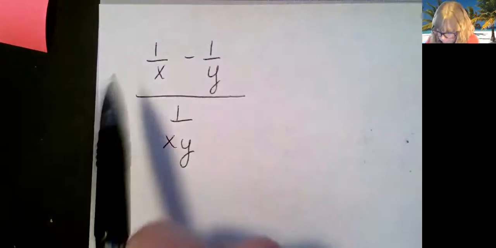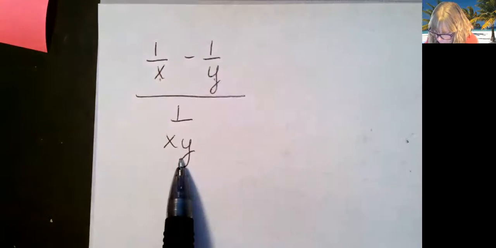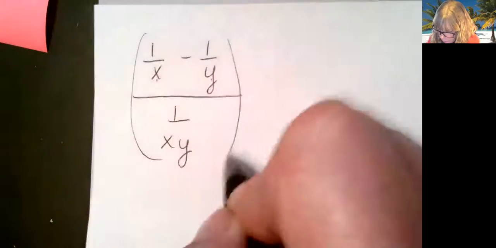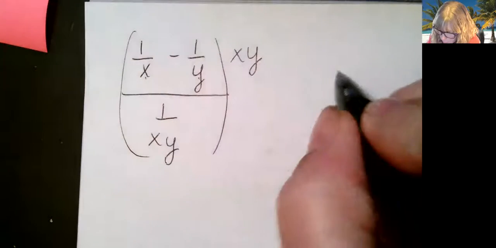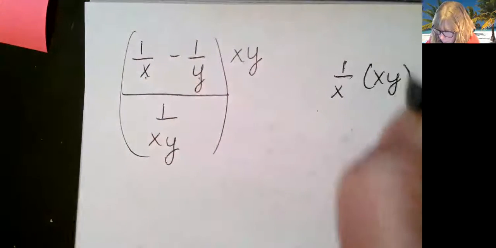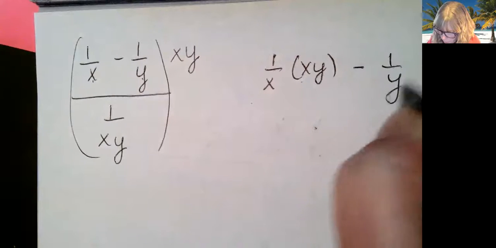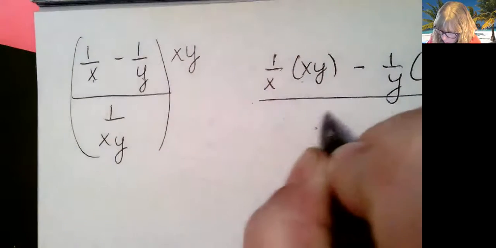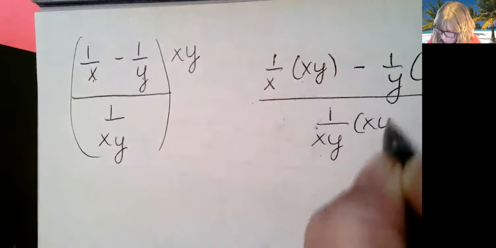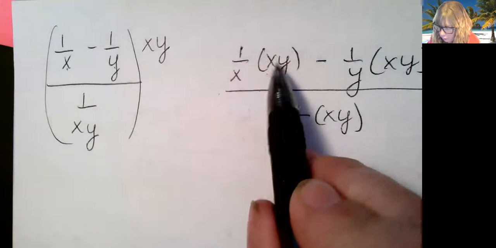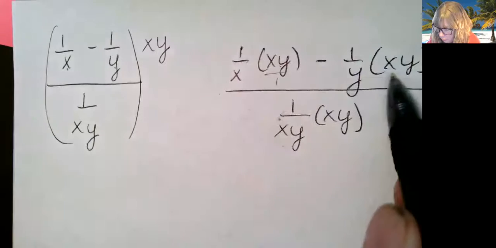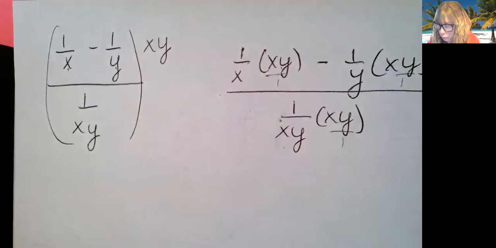All right, so we're going to look at all our bottoms. We have x, we have y, we have xy. So if we multiply everything by xy, we will take care of all the bottoms. So 1 over x times xy, 1 over y times xy, 1 over xy times xy. So remember, when you're multiplying by this number, whatever it is that you find, this is the numerator. These are all basically over 1, and the rules for fractions are numerator times numerator, denominator times denominator.